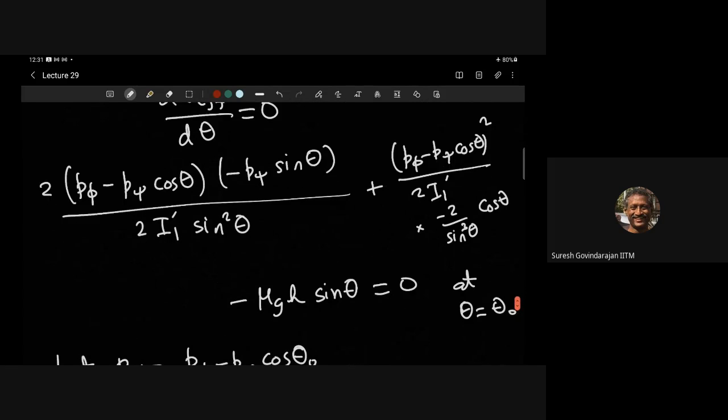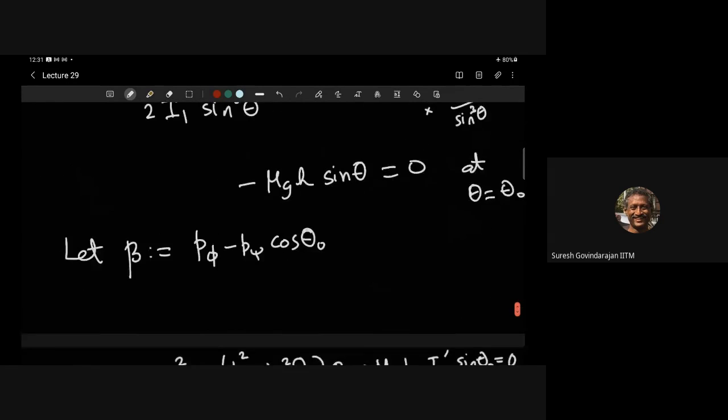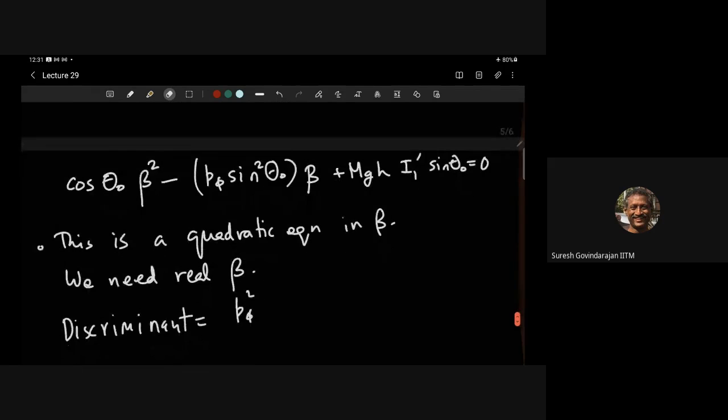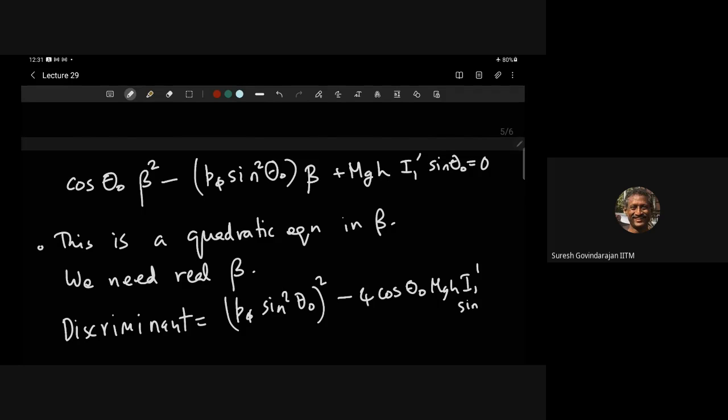One second. I think I wrote something wrong there. Now I feel good. Okay, so it is p phi sine square theta naught whole square minus 4ac, minus 4 cosine theta naught mgh I1 prime sine theta naught, will be greater than or equal to 0.